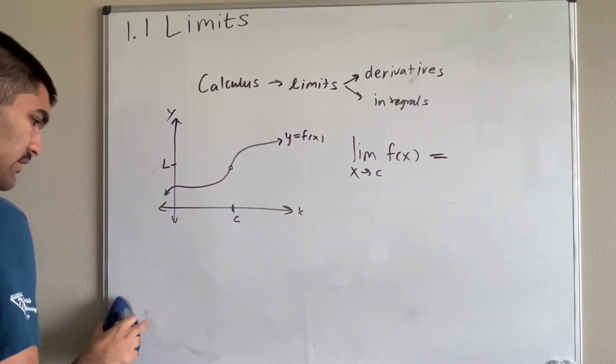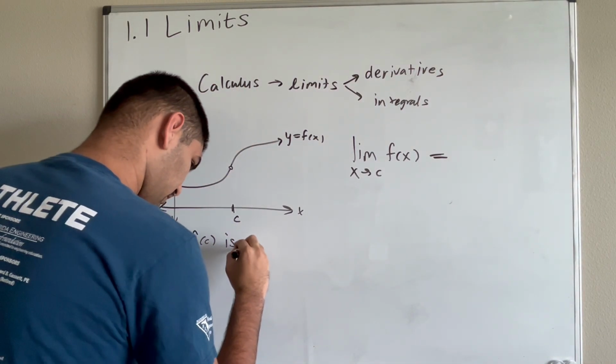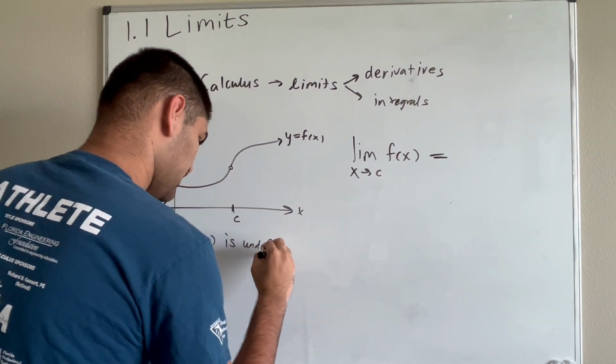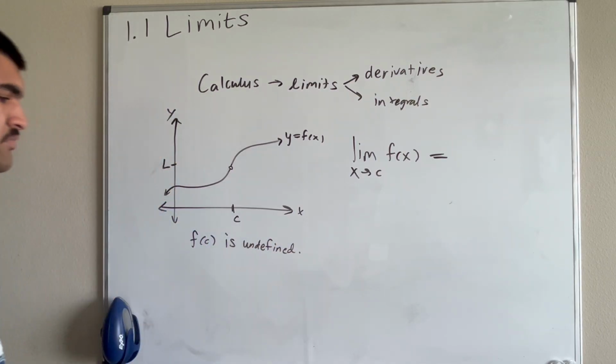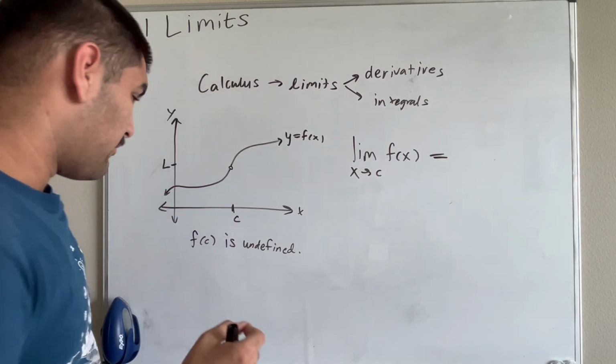So clearly, we know that f of c is not defined. So f of c is undefined because of the point discontinuity, right? However, the limit still exists, and this is very important.